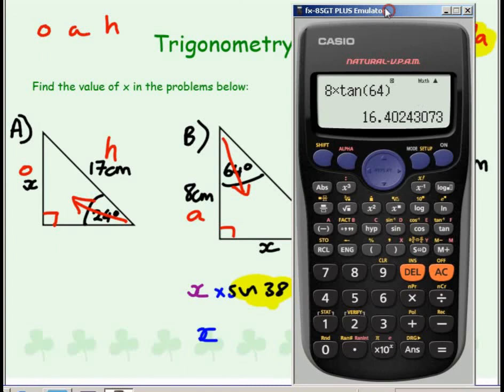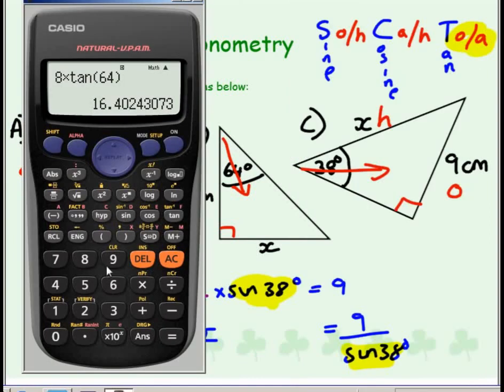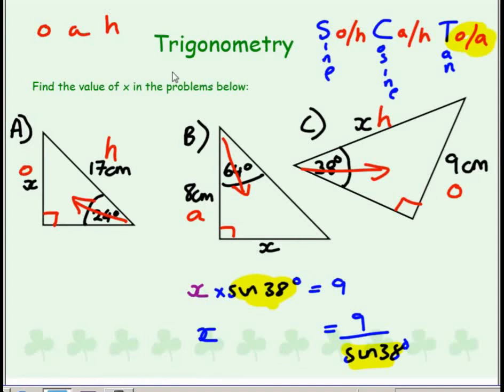Let's see what that gives us. 9 over sine 38 equals 14.6 to 1 decimal place. Okay, I hope, despite the mix-up in the middle of that video, that's of some use to you. Okay, thank you.